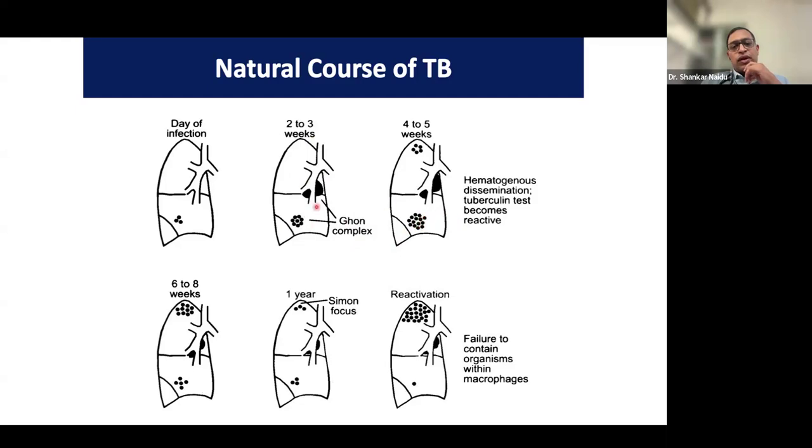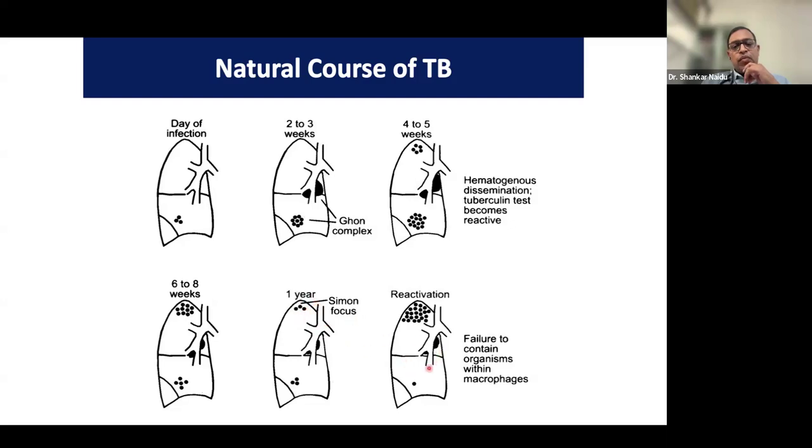Then most of the time the patients will get resolved at this level, and there would be calcification of the initial focus. But if there is a spread, that is progressive primary tuberculosis, there would be hematogenous spread to other areas, and this is when the tuberculin test becomes reactive. Then, depending on whether treatment is given or the disease is identified, it might progress or might get resolved with the treatment. If it resolves on its own, then there would be calcification in the apical region. This is known as the Simon focus.